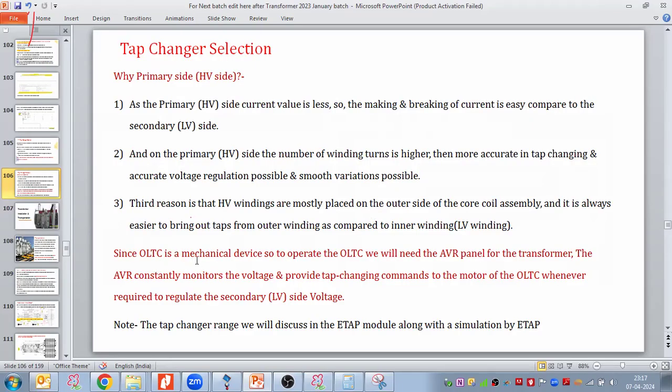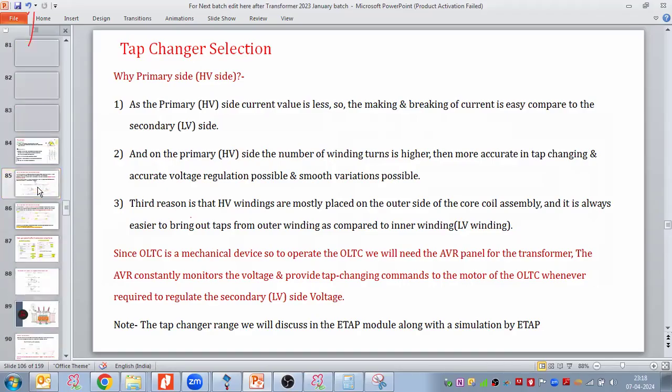Since OLTC tap changing is a mechanical device, to operate the OLTC we will need an automatic voltage regulator panel, the AVR panel, for the transformer. The AVR constantly monitors the voltage and provides a tap changing command to the motor of the OLTC whenever required to regulate the secondary or LV side voltage.